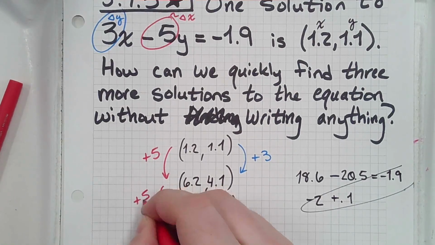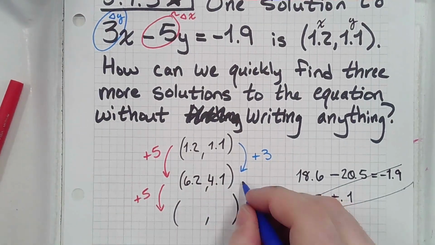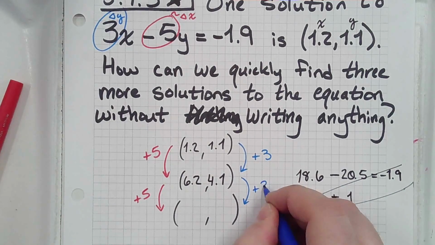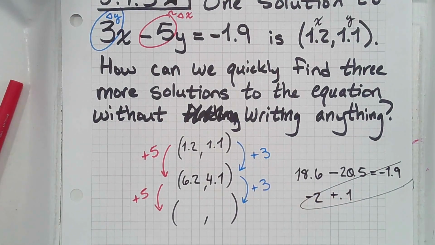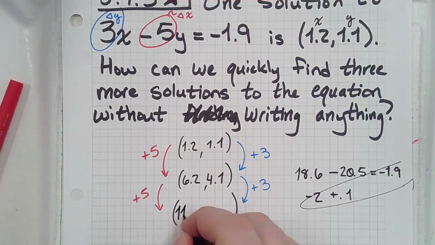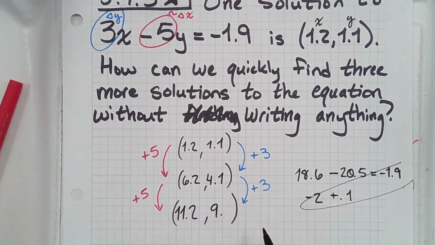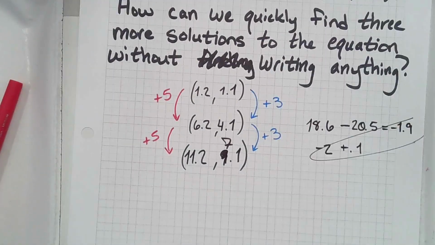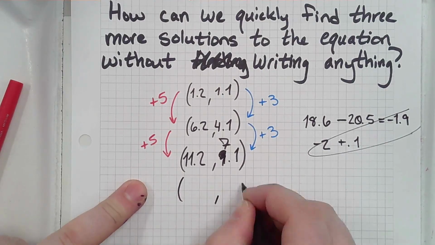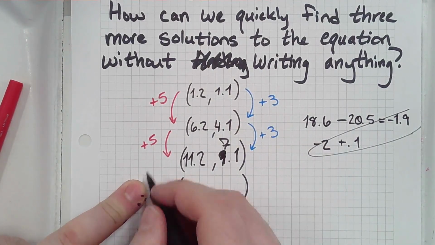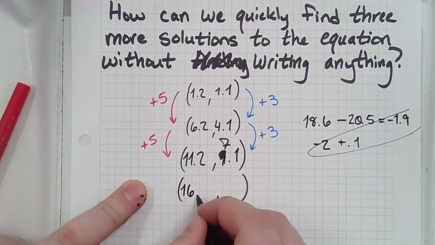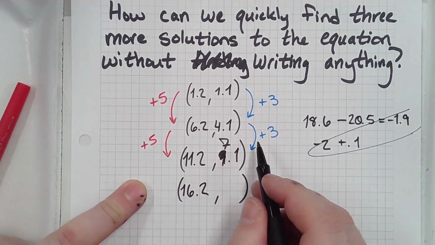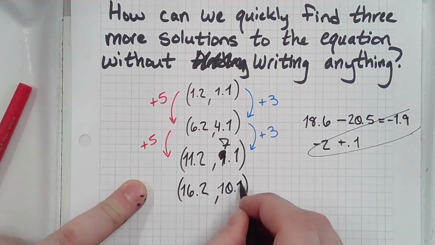So to get another answer, I can add 5 and 3. 5 to the x, because that's our delta x, and 3 to the y, because that's our delta y. So apparently 11.2 and 7.1 will work. And to get our final third answer, because they gave that one to us, we can apply the same logic by adding 5 to this, 16.2, and we can get 10.1.